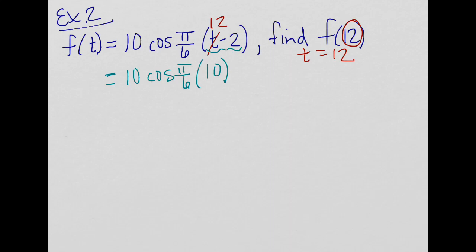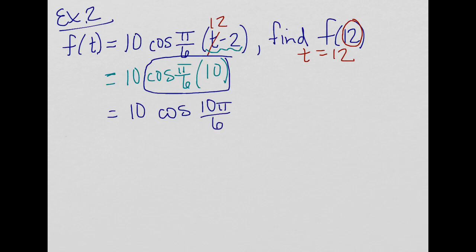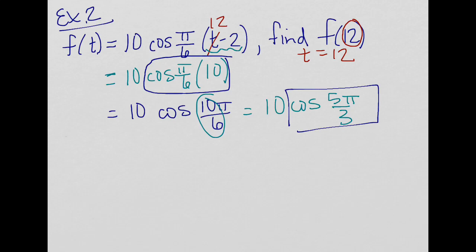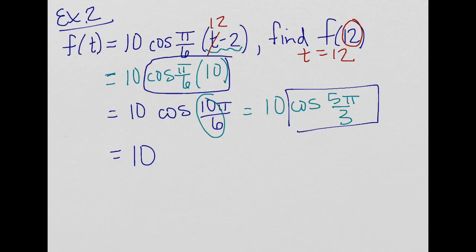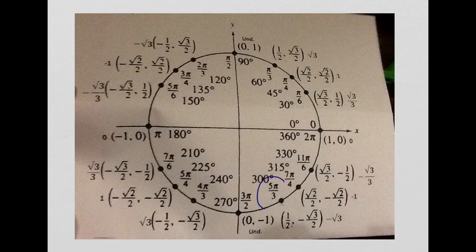So then I need to simplify this right here. So this 10 times pi over 6 becomes, what is the cosine of 10 pi over 6? Well, this I can reduce right here. So this becomes 10 cosine of 5 pi over 3. Now I should recognize this as being on the unit circle, and then whatever that is, I multiply by 10. So it's 10 times, let's go to 5 pi over 3. Yeah, 5 pi over 3 is right here.